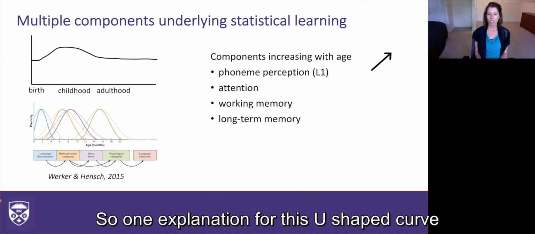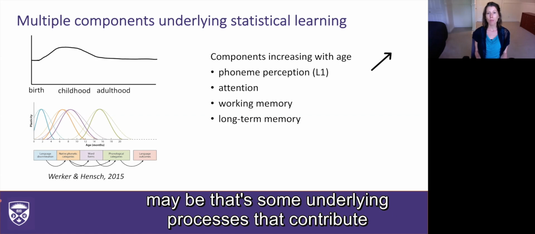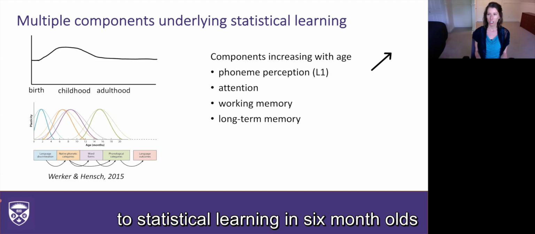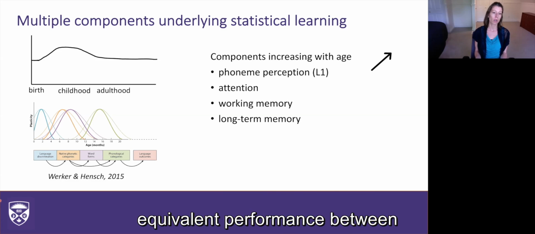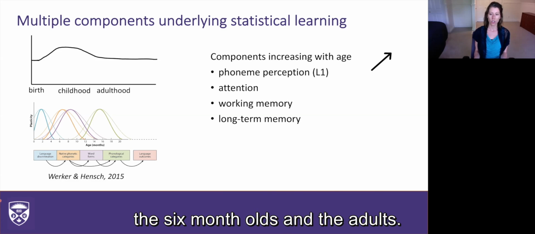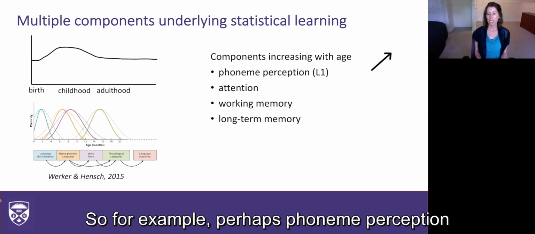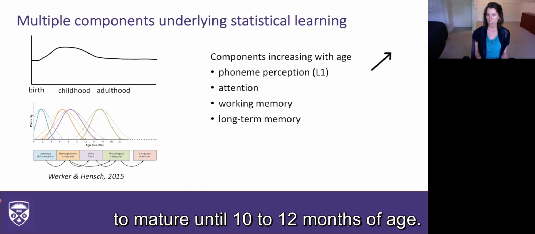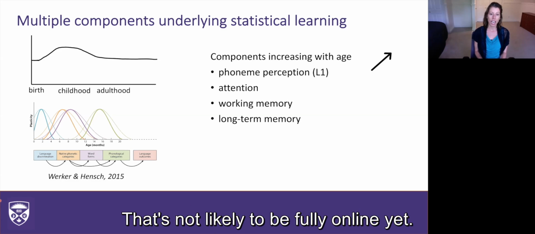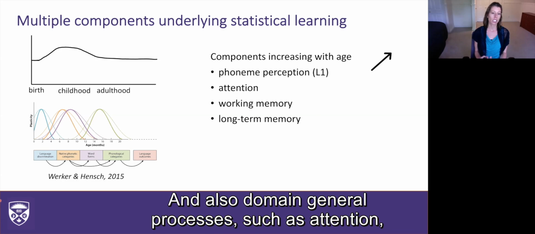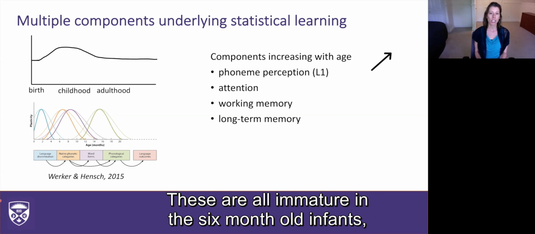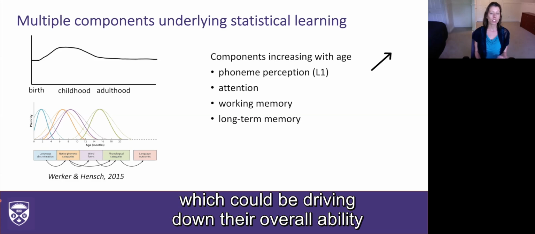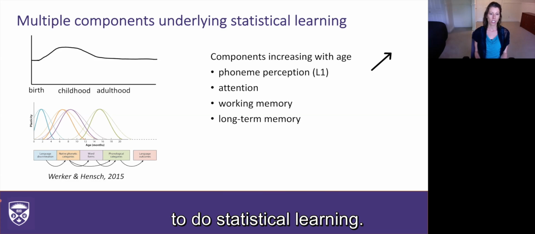as a whole. So one explanation for this U-shaped curve may be that some underlying processes that contribute to statistical learning in 6-month-olds are not yet fully developed. And that's why we see roughly equivalent performance between the 6-month-olds and the adults. So for example, perhaps phoneme perception in their native language, we know that continues to mature until 10 to 12 months of age. That's not likely to be fully online yet. And also domain general processes such as attention, working memory, declarative forms of long-term memory. These are all immature in the 6-month-old infants, which could be driving down their overall ability to do statistical learning.